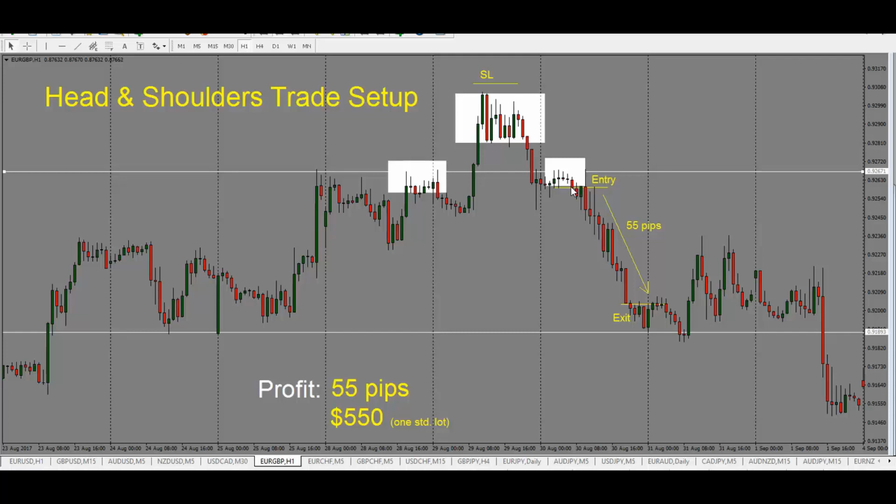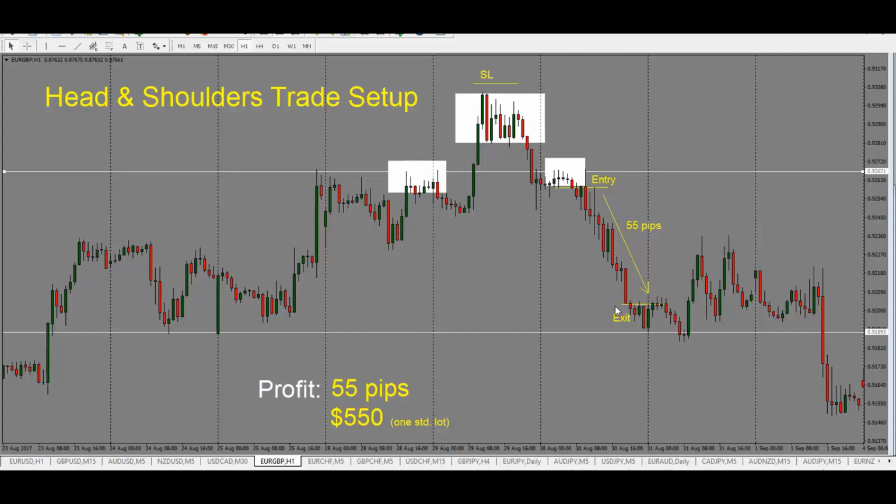This is the time we would place our entry, and the stop would go above the head, making sure there is room for the trade to breathe. And we enter the short and we wait for price to go to the next support and resistance level, and then we can just exit the trade, or we can see if the price starts to go sideways, you can exit the trade then.